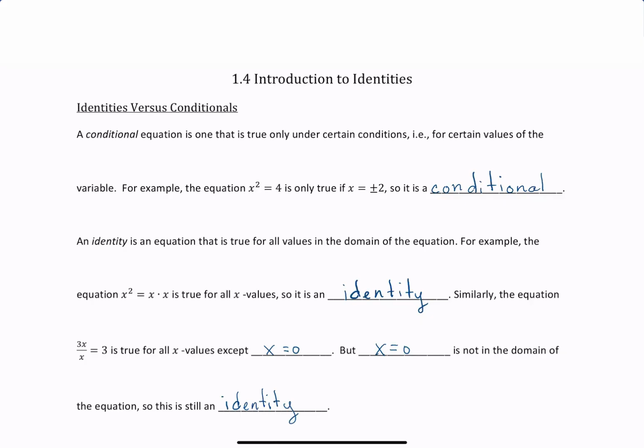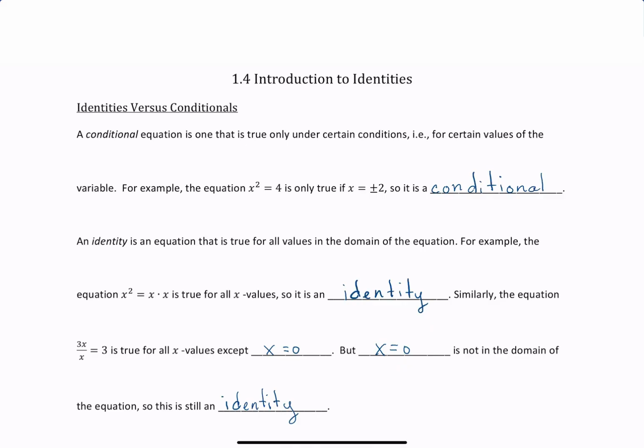In other words, for certain values of the variable. For example, the equation x squared equals 4 is only true if x equals plus or minus 2. So it is a conditional. In other words, it's true only under the condition that x is plus or minus 2.